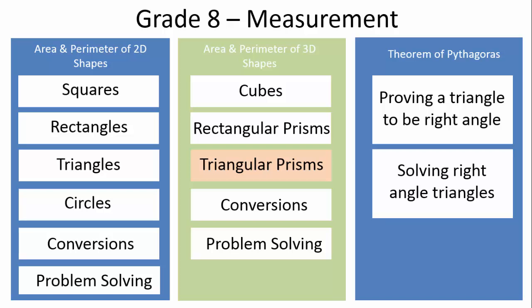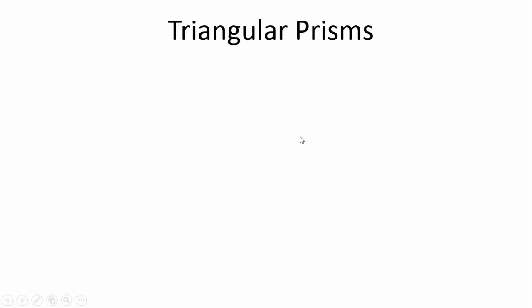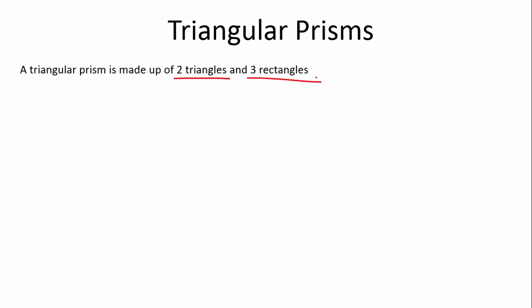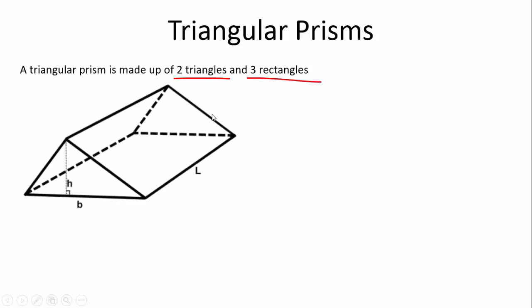Okay, grade 8, now we're going to be talking about triangular prisms, right? A triangular prism is made up of 2 triangles and 3 rectangles. What do I mean by that? You can see this shape here. We have a triangle on this side and a triangle on that side at the back.